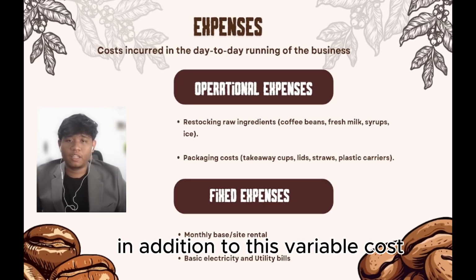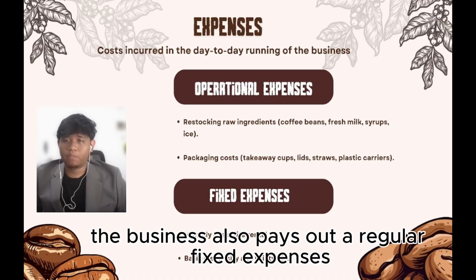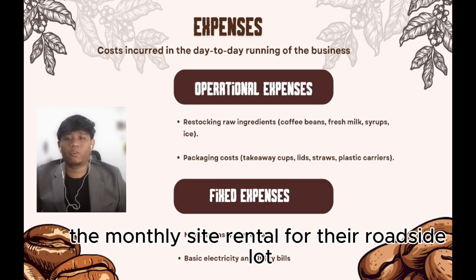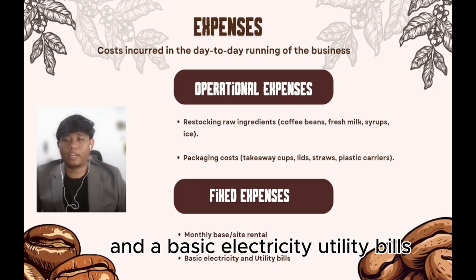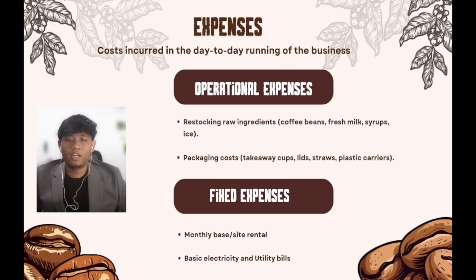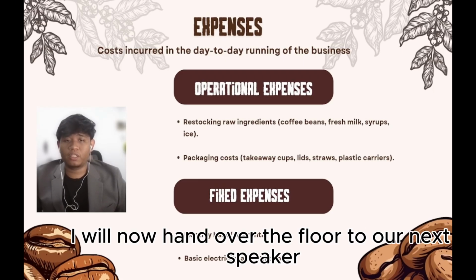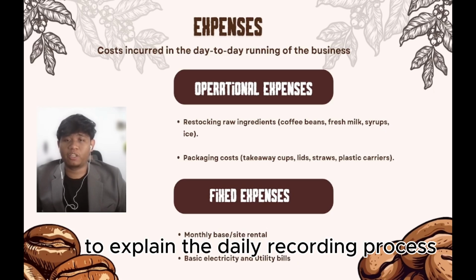In addition to these variable costs, the business also pay out regular fixed expenses, which includes the monthly site rental for their roadside lot and a basic electricity utility bills. This concludes the classification of business item for Sinngahngopi. I will now hand over the floor to our next speaker to explain the daily recording process.